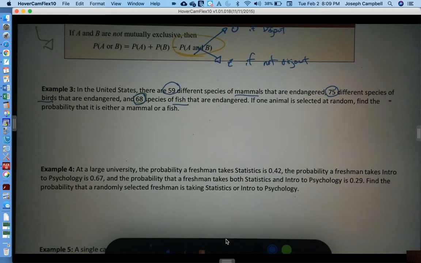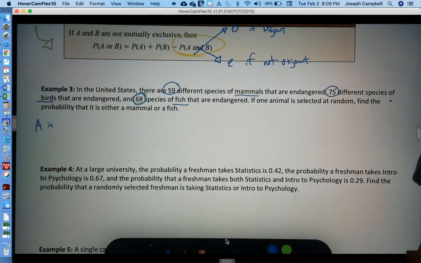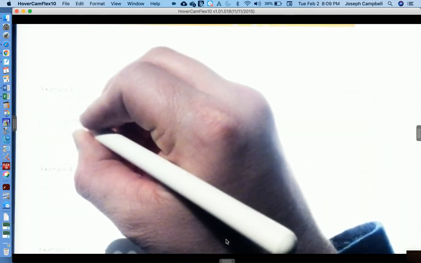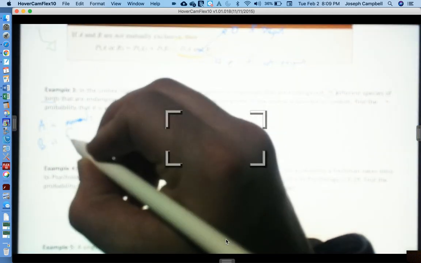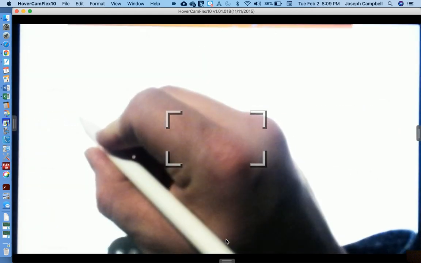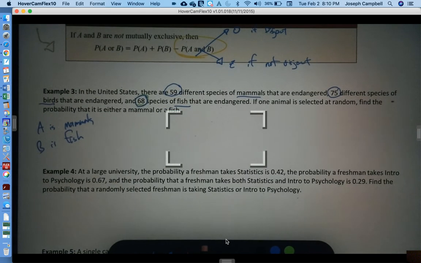Clearly, you have to ask. Let's go ahead and say that A is mammals and B is fish. Now, are birds technically mammals? I don't think so. I think they're called avians. But in either case, they're not asking about birds. Focus, please. They're asking about mammals and fish.